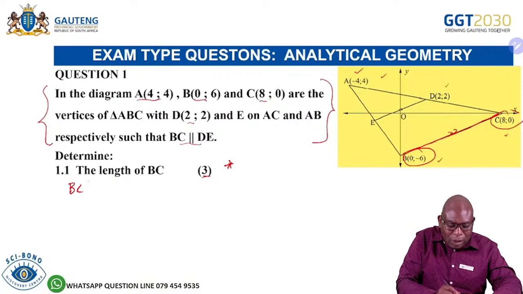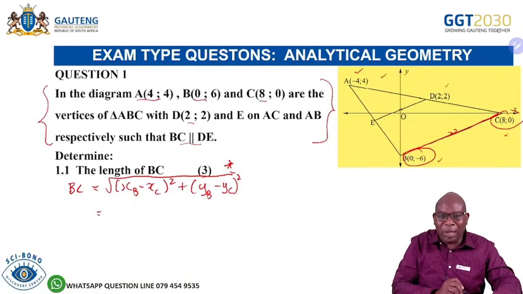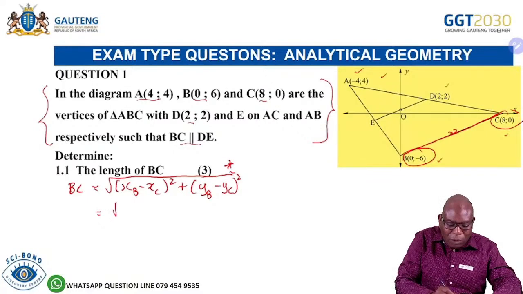BC will be equal to the square root of (x at B minus x at C) squared plus (y at B minus y at C) all squared. Then from there, I substitute correctly. My formula is correct, I substitute correctly, then I'm going to go on with my substitution.